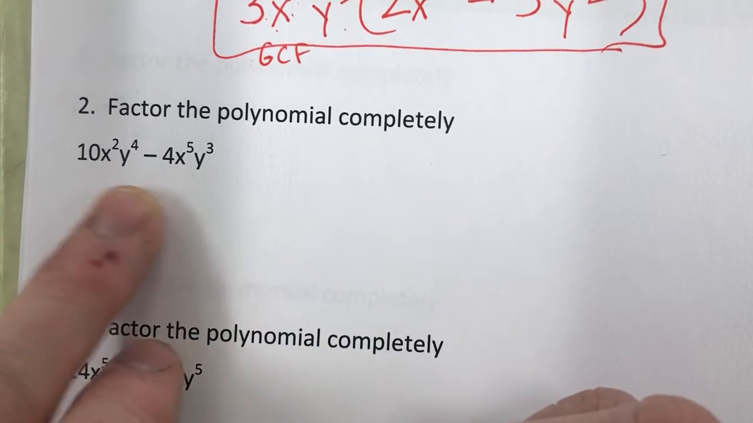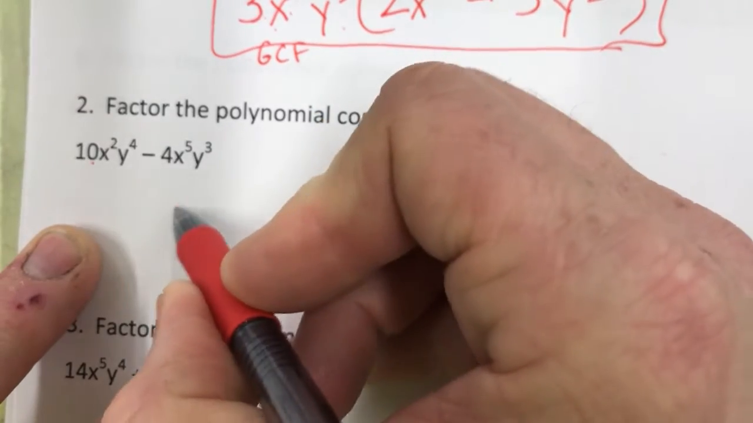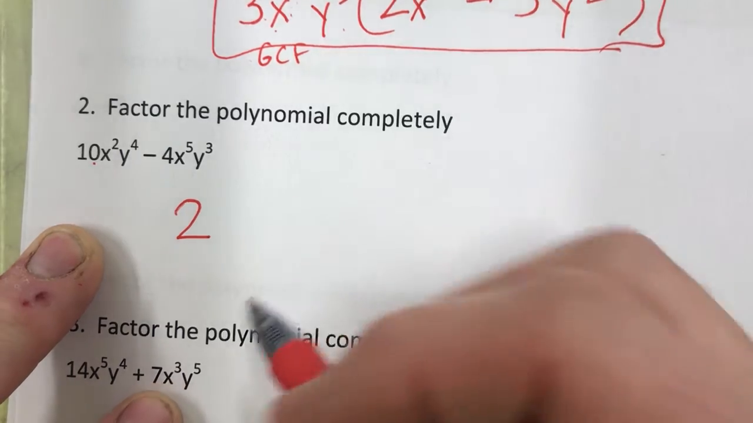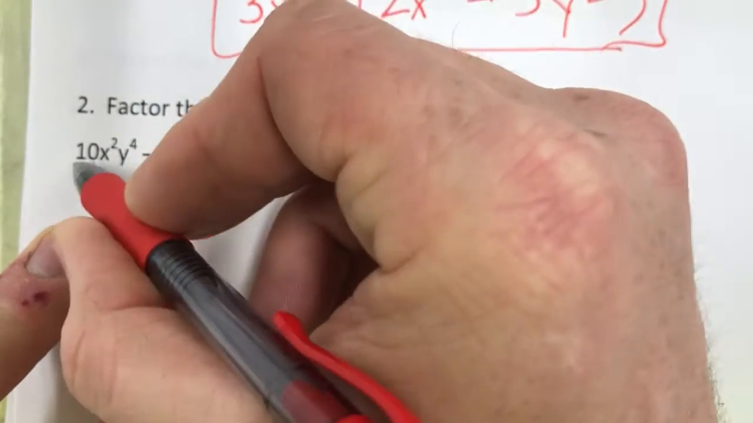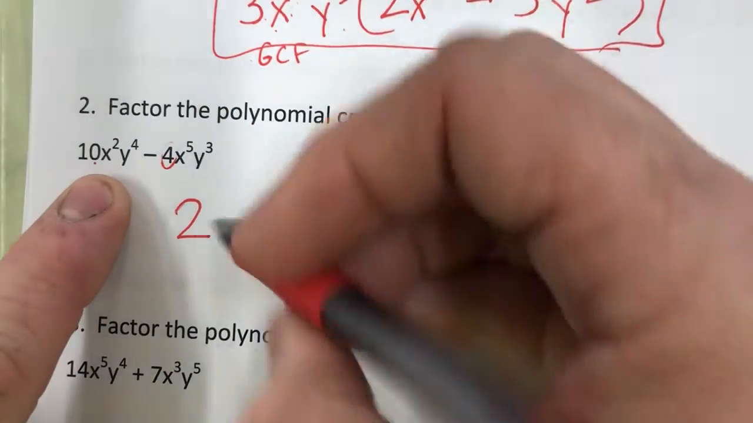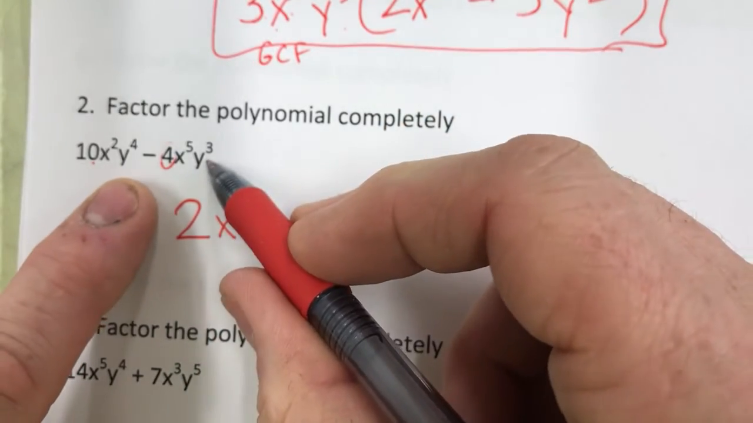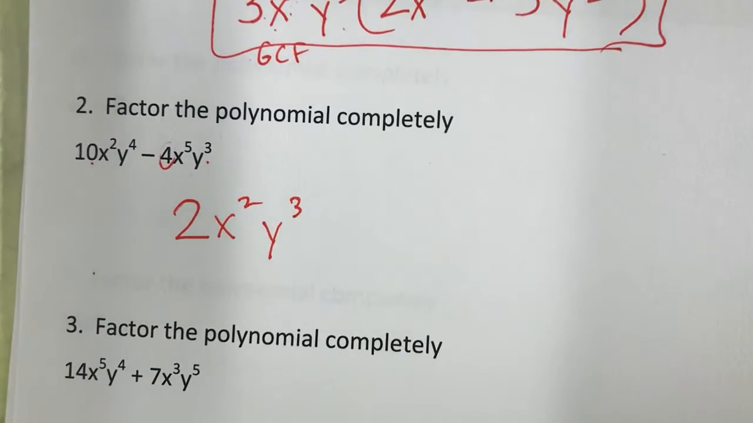All right, 10 and 4. So I'm going to find the greatest common factor of 10 and 4. So it looks like 2. 2 is the greatest number that goes into both of those. Usually what I do is I start with the smaller one. I find numbers that go into it, and then I try and see if it goes into the bigger one. But 2 is the biggest. Now my x's, look here, x squared, x to the 5, x squared is smallest. Y's, y to the 4, y to the 3, y to the 3 is the smallest. There you go, that's my greatest common factor.